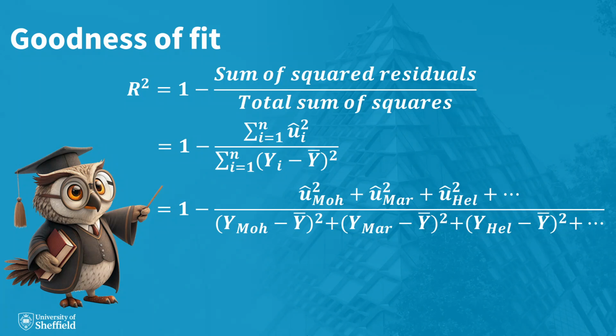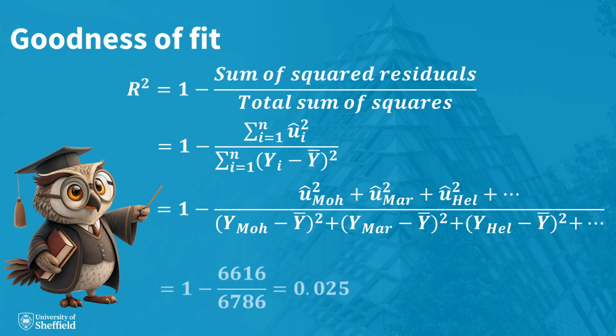An R-squared close to 0 means the regression is not a good fit, and most of the variation in y is not explained by our x variable. An R-squared of close to 1 means that the regression line is a good fit, and x does a good job of explaining the variation in y.